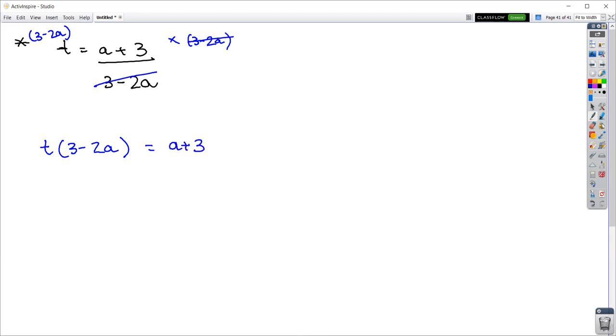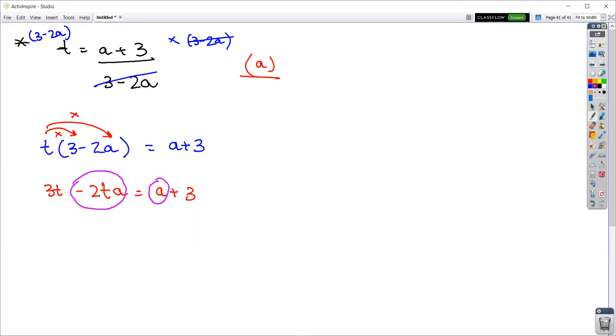Now, we see that on the left-hand side, we have a bracket. So we always expand the bracket. Expanding the bracket gives 3t minus 2ta equals a plus 3. I forgot to tell you that we are making a the subject. To make a the subject, clearly I can see that I've got a written on the left-hand side and a on the right-hand side. So this is the left-hand side a, this is the right-hand side a.